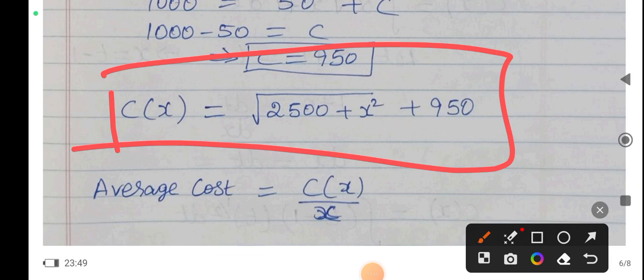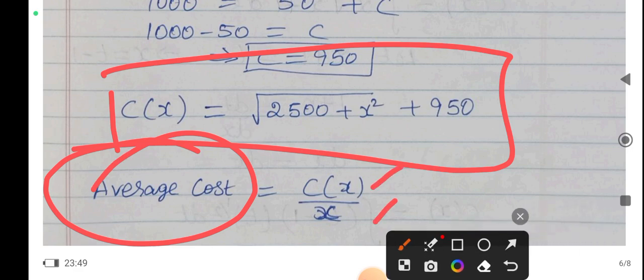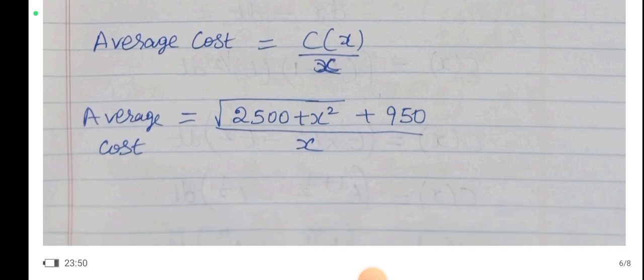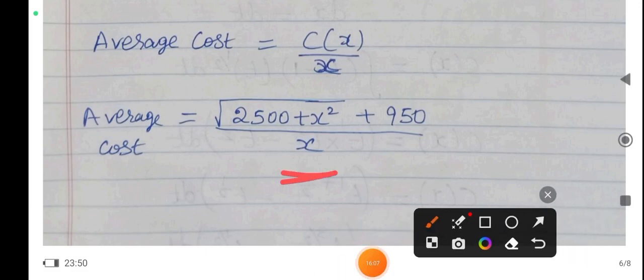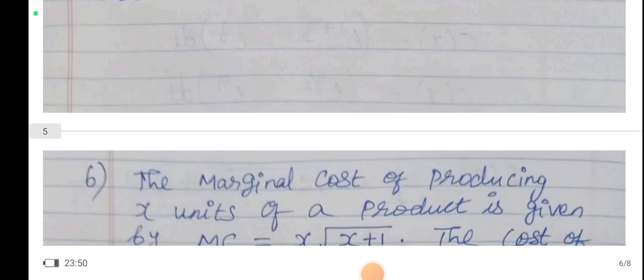Sum over, as this is only the cost function, but they ask for the average cost. Average cost is cost function divided by x. Even in differentiation also we have average cost. The question itself they will give C of x, we just divide by x. But here we are finding C of x and just applying x. Easy. So average cost is C of x by x. So just do it completely.